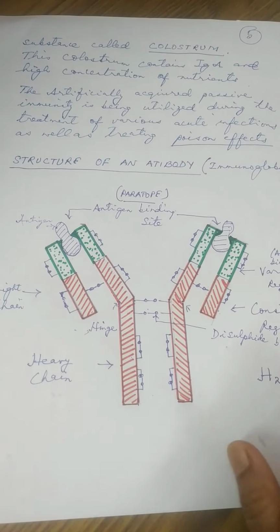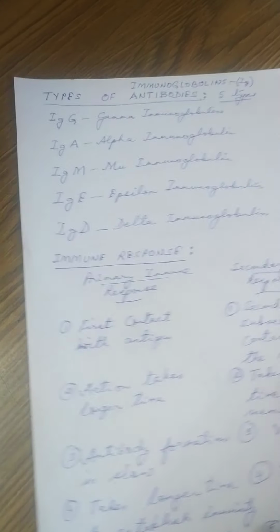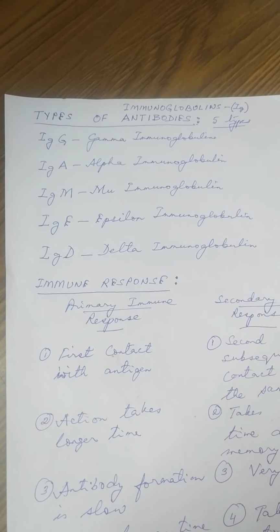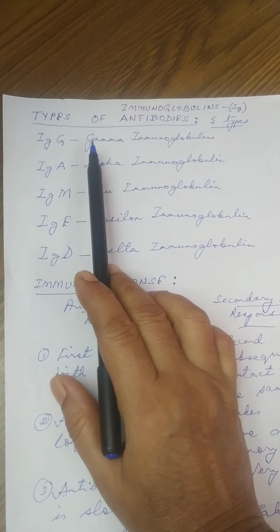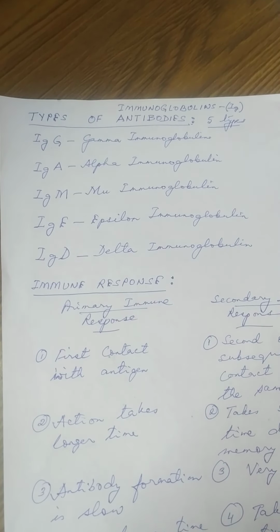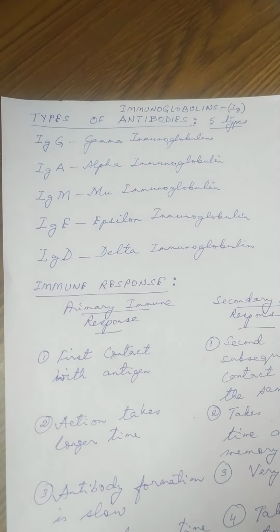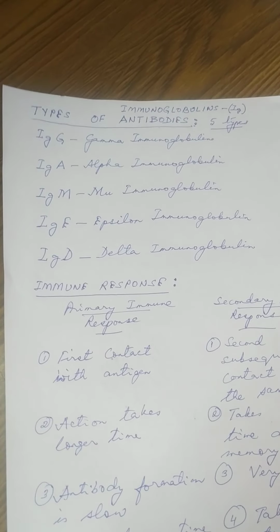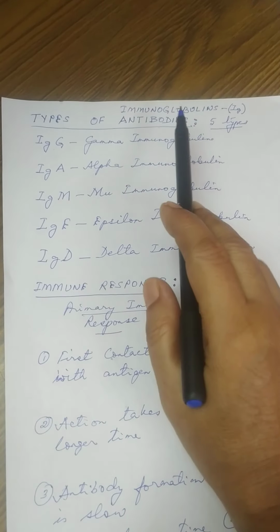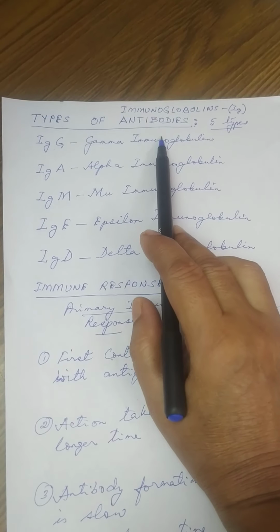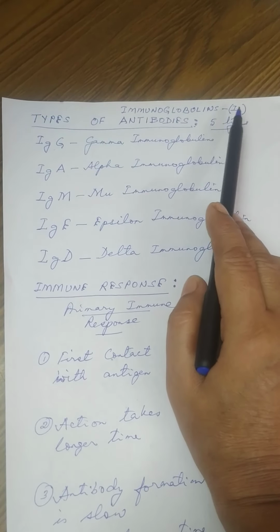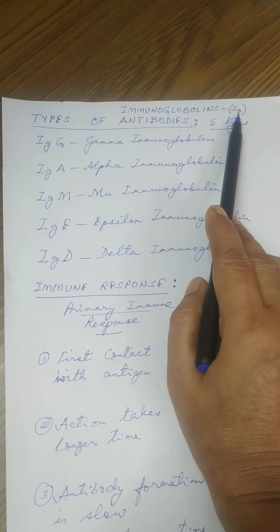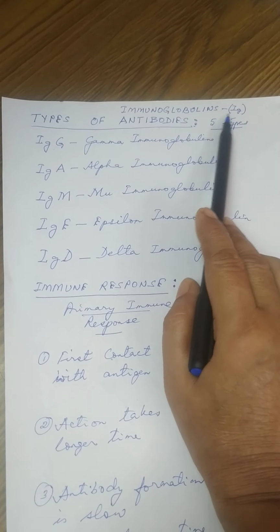Okay, now let us study about the types of antibodies. So there you see how many types of antibodies are there. Before this, first of all, you have to know what antibodies are also known as. Antibodies are also known as the immunoglobulins. Ig is the short form of immunoglobulins.